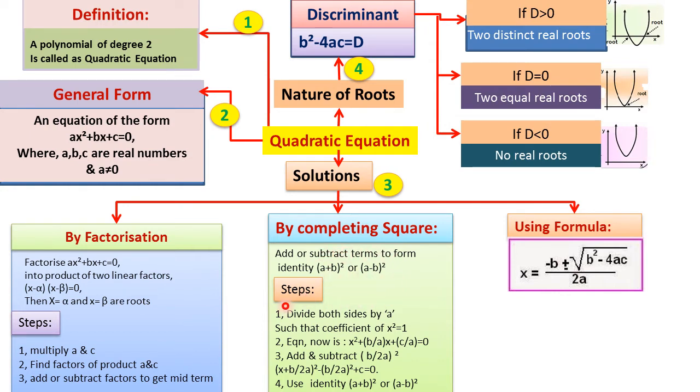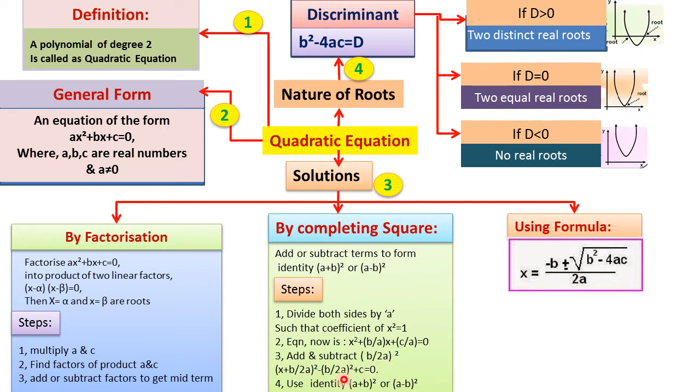What are the steps involved here? In the first step, we divide the given equation by the coefficient of x square, that is a. So divide both sides of the equation by a, such that the coefficient of x square now becomes 1, and the equation is converted into this form: x square plus b by a into x plus c by a equal to 0. Then in the third step, we add and subtract b by 2a whole square.